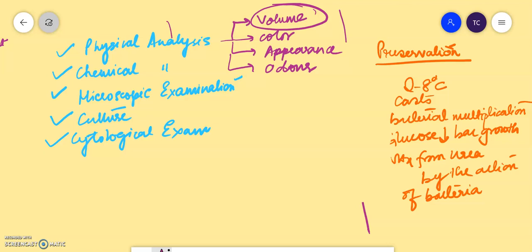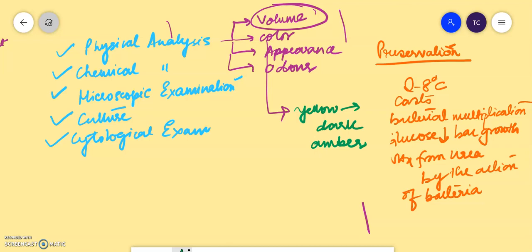Then comes the color of normal urine. What is the color of normal urine? It is yellow to dark amber. Very pale or colorless urine can result from high fluid consumption, diuretic drugs, natural diuretics such as alcohol and coffee and so on, and also sometimes diabetes insipidus and diabetes mellitus. So that can change the color of the urine.